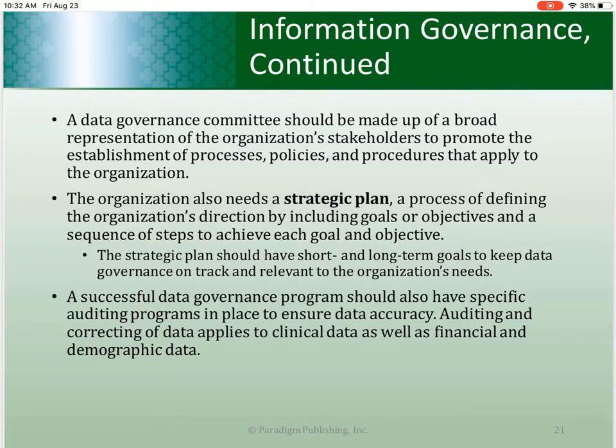Second, strategic plans for using and expanding data. So a strategic plan is needed, and this is an organization's process of defining its direction by including goals or objectives and a sequence of steps to achieve each goal and objective. Then we have management of quality data, or data quality. So in the discussion of the importance of data quality, you learn how important it is for an organization to have accurate data. A successful data governance program should have specified auditing programs in place to ensure data accuracy. A key data auditing program that will be discussed in Chapter 11 is going to be our CDI programs, and we will get into that for sure.